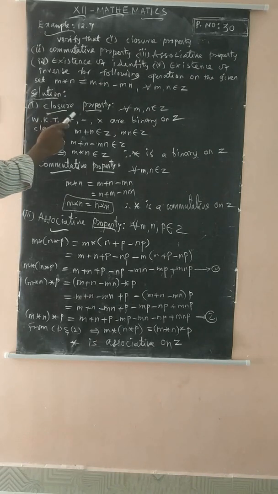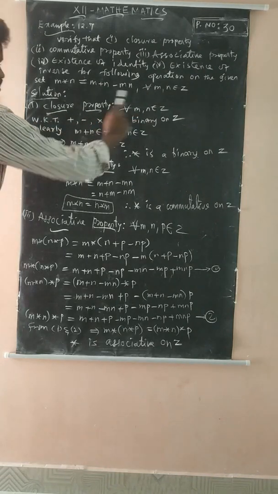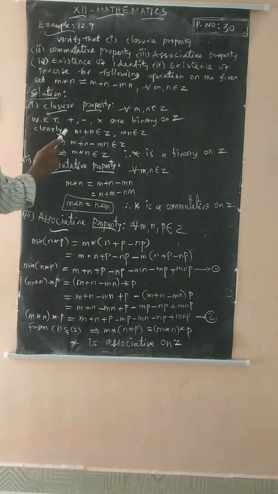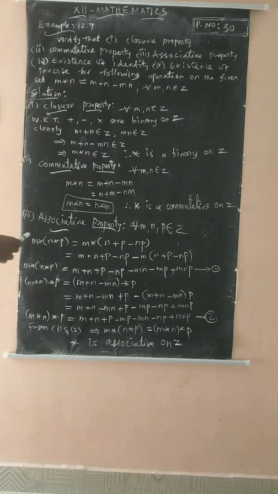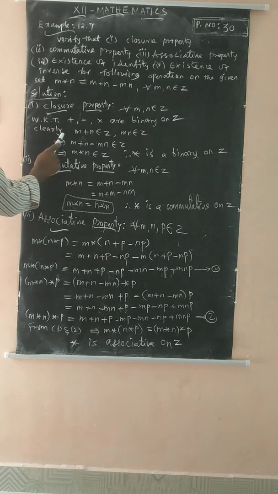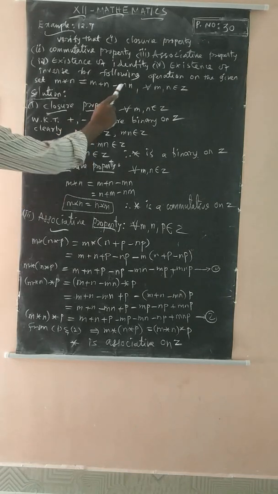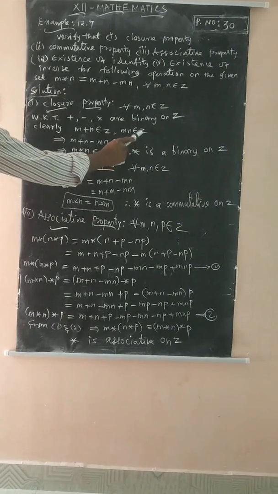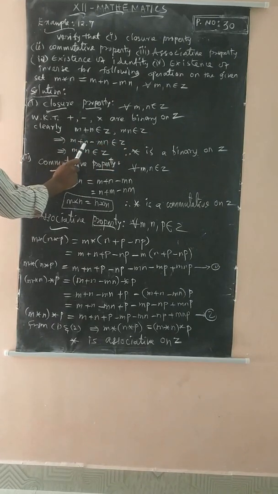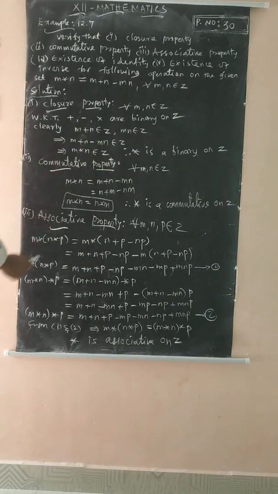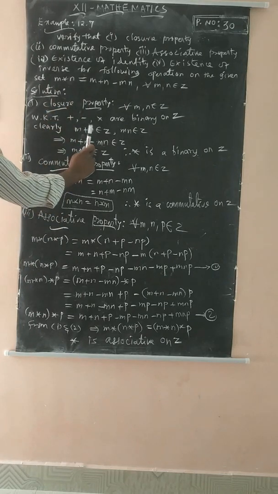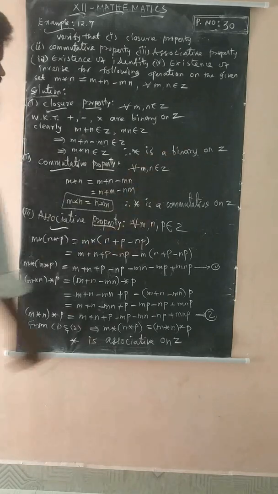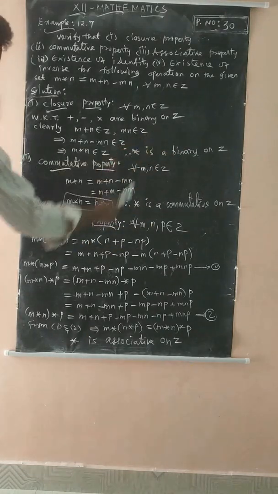First property, closure property. For every m comma n belongs to Z, we know that addition, subtraction and multiplication are binary on the set of all integers. Already we see clearly m plus n belongs to Z, mn also belongs to Z. So now subtraction of this, m plus n minus mn belongs to Z. So this term is what? m star n. So m star n belongs to Z. So star is a binary on Z, or otherwise star is closed on Z.